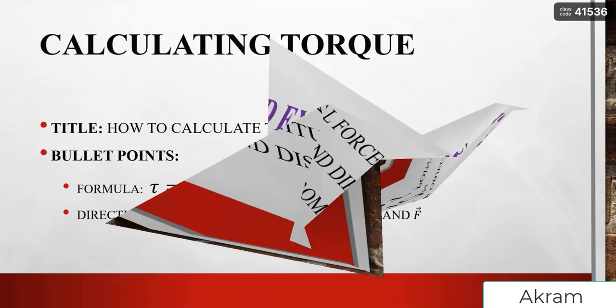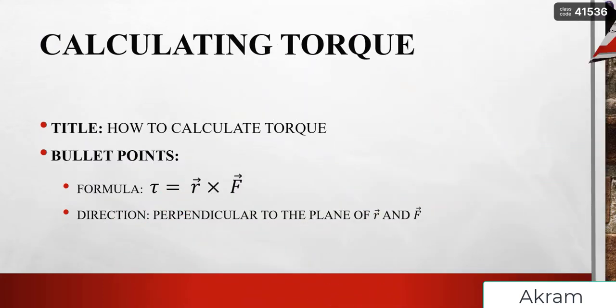Calculating torque. How to calculate torque. Formula: tau equals r times F. Direction: perpendicular to the plane of r and F.